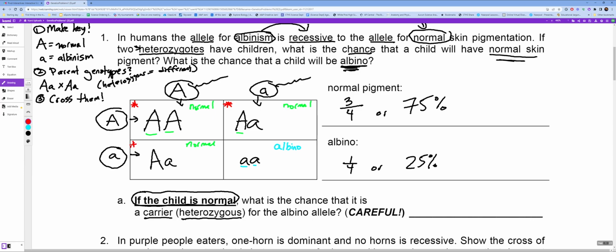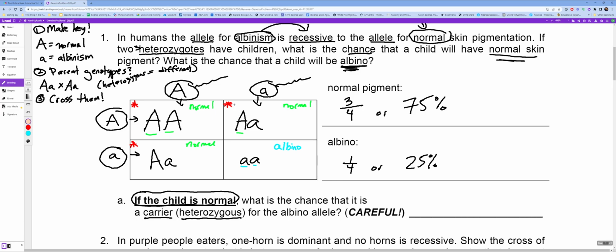All right, if the child is normal. So, we're assuming the child is normal. What is the chance that they're heterozygous? I'll go ahead and, let's see, I'm running out of colors here, so I'll use this weird beige color right here. Okay, these are the normal children. How many of these are heterozygous?